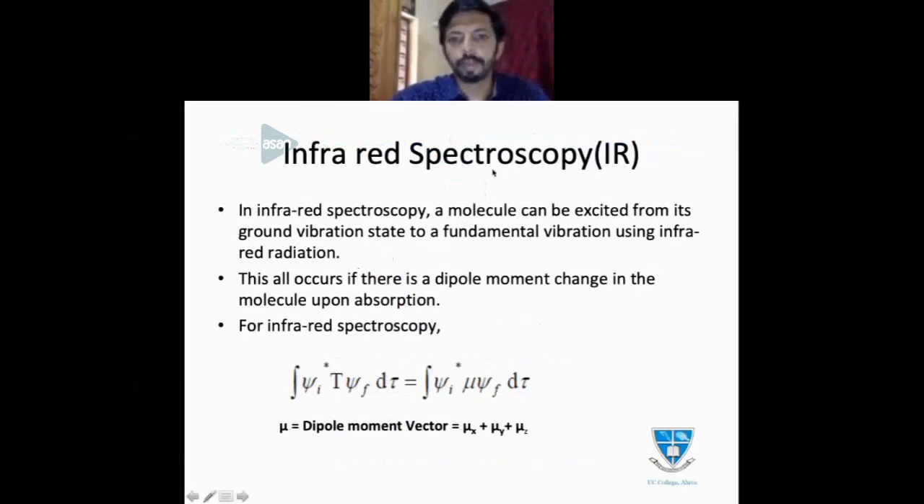So let us consider infrared spectroscopy. Infrared spectroscopy occurs only if the dipole moment changes in the molecule on absorption. If there is a dipole moment change upon absorption, this transition is allowed. In infrared spectroscopy, the transition moment integral takes the form integral of psi i mu psi f d tau. This mu is the dipole moment vector, and it has 3 directions: mu x, mu y, and mu z.